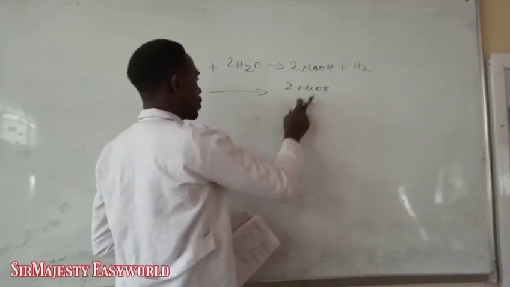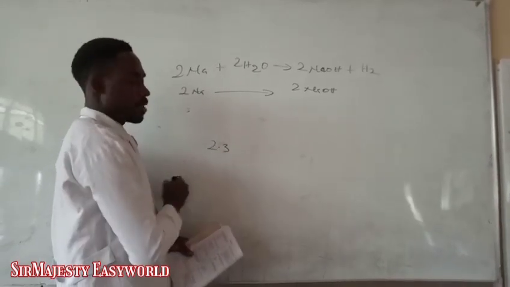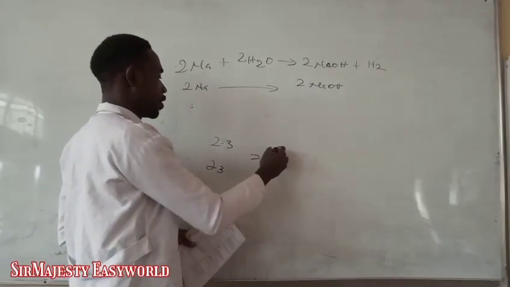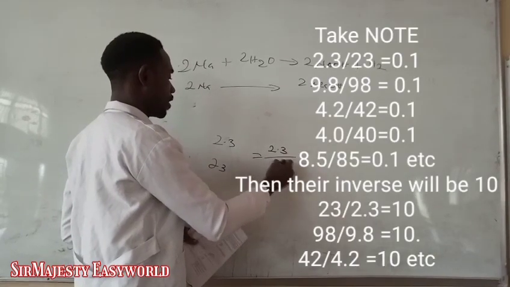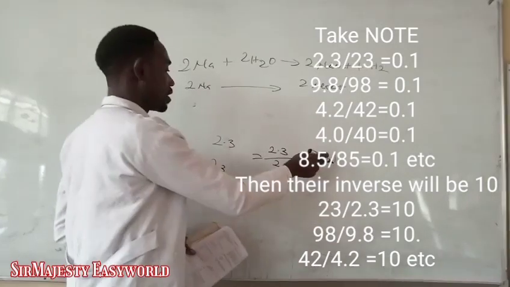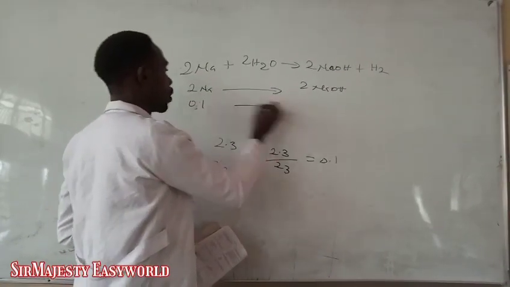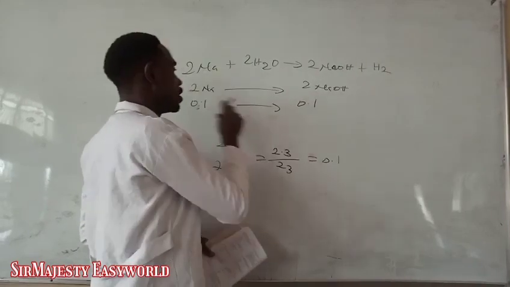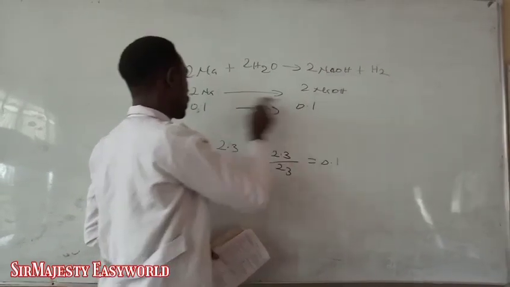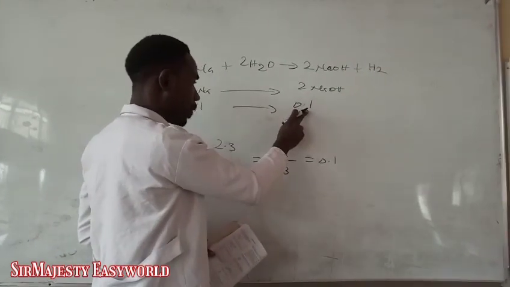Then the mass of sodium that was given is 2.3. That's the mass. But the molar mass of sodium is 23. It is obvious, everybody should know that 2.3 divided by 23 is exactly 0.1. So the mole of sodium provided is 0.1, which will also give 0.1. Then your work is just to find the mass of 0.1 mole of sodium hydroxide. Since it's 2:2, it means 0.1 is also 0.1.